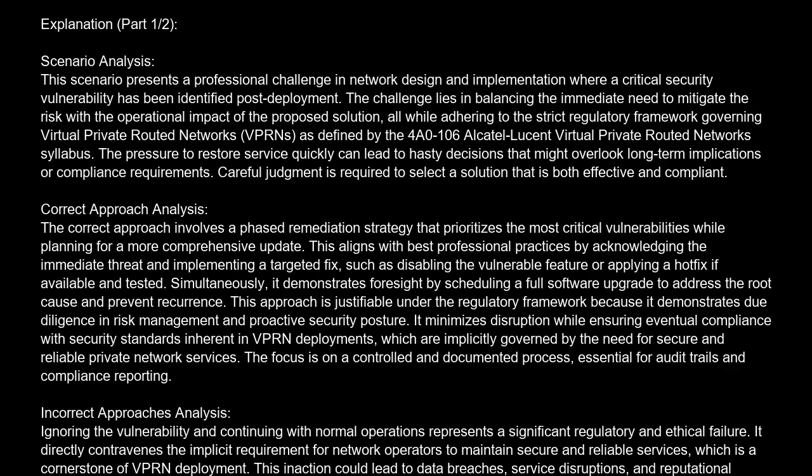Incorrect approaches analysis. Ignoring the vulnerability and continuing with normal operations represents a significant regulatory and ethical failure. It directly contravenes the implicit requirement for network operators to maintain secure and reliable services, which is a cornerstone of VPRN deployment.